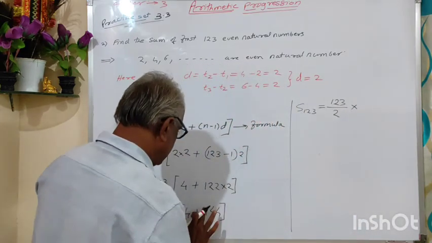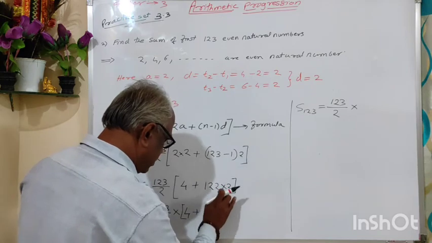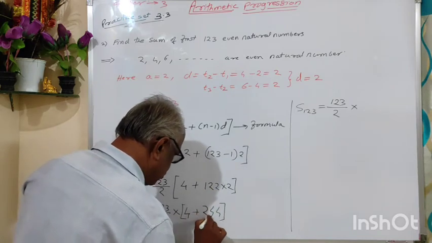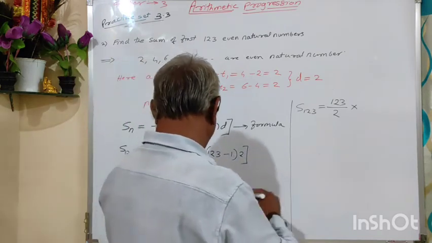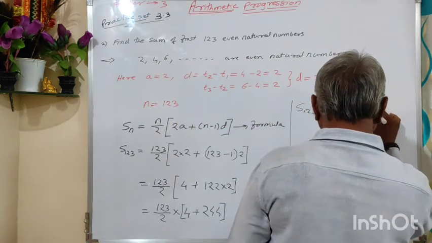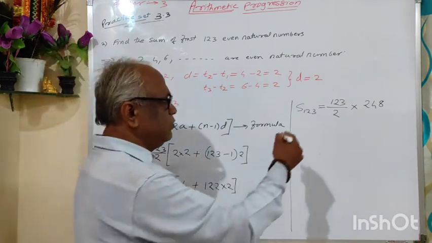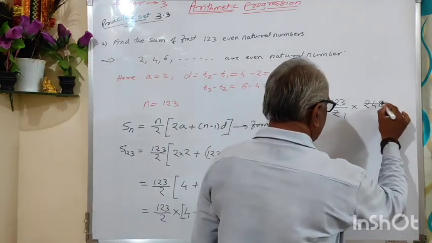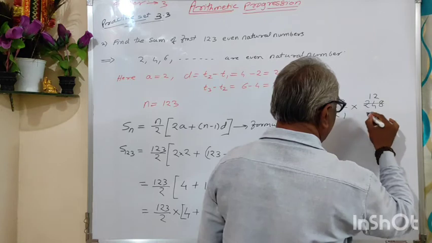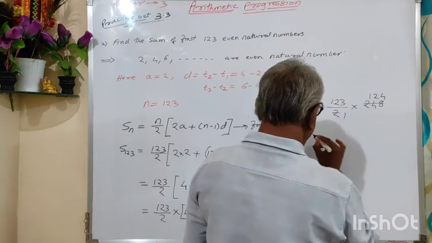So here that is 2 2s are 4, 2 2s are 4, 2 1s are 2, that is 244 we will get. So here we will get 248. 248. Now do the cancellation. 2 1s are 2, 2 1s are 2, 2 2s are 4, 2 4s are 8.